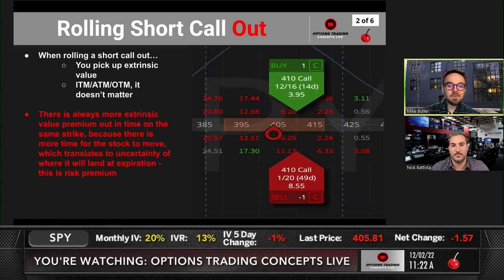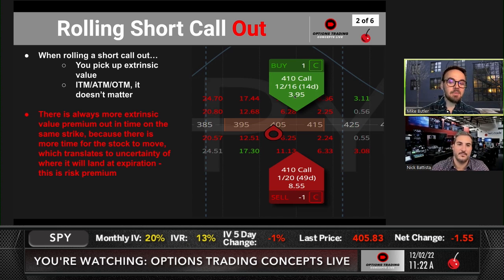So what happens when you have a covered call and you're looking at rolling that short call out in time? This image is just showing you the raw value of the position. If I were to roll the short call that I have in December, or buy it back and sell out a new short call in January, if I buy this back at the 410 strike and I sell out the 410 strike in the next month, you can see there's a difference in extrinsic value premium here.